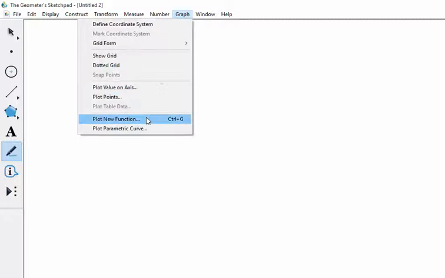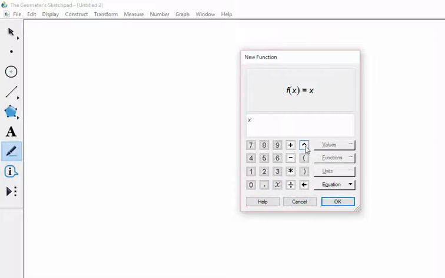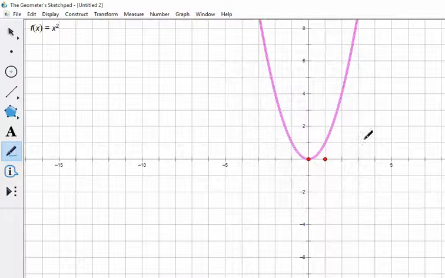and then you go to Graph, Plot New Function. Now you want to enter in the part after the equal sign. So the part after the equal sign was just the x squared. This is the squared button. So now this should look exactly the way your equation does or your function does. And that is the first one that you're going to do. And you click OK. And it will automatically put the grid up there for you and everything, and it'll graph that function for you.